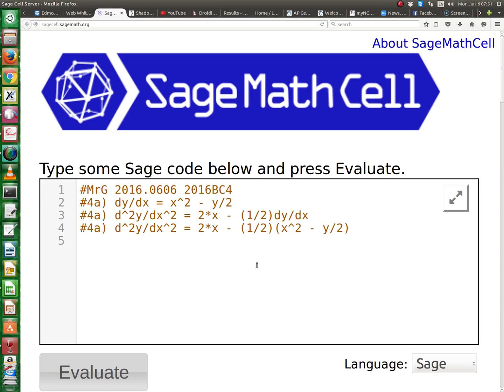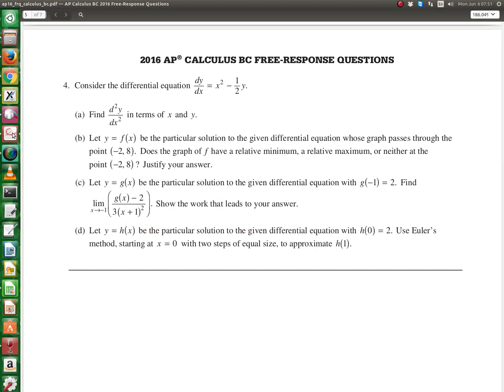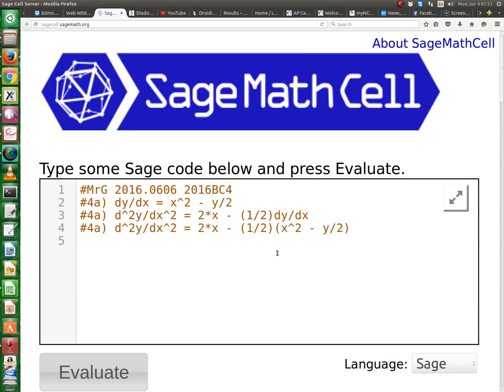What we have to do is evaluate dy dx at the point given. What was the point now? It was at negative 2, 8, okay? And, whoops, and the second derivative we just got. All right, so how about we just say this?